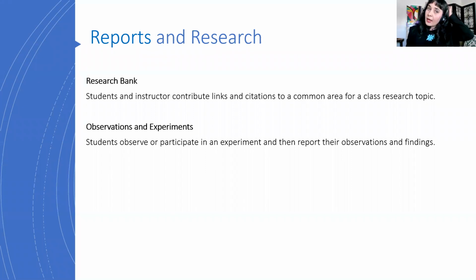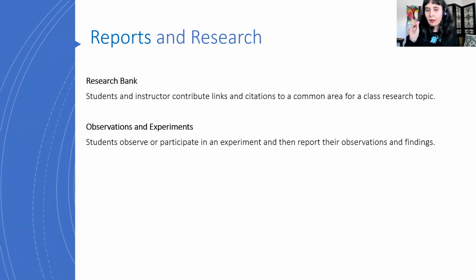For a research bank, for example, students and instructor contribute links and citations to a common area of research, so it's a kind of traditional research style. For observations and experiments, you can ask students to observe or participate in an experiment outside of the class, and then report back with the observations and findings. Here, you could also add a peer review piece, where once they submit the reports, they can peer review each other's submissions.